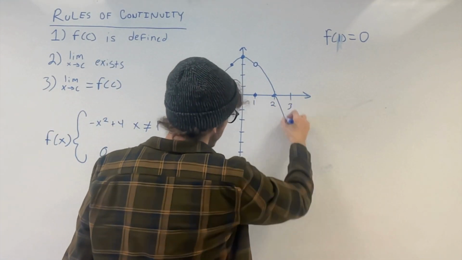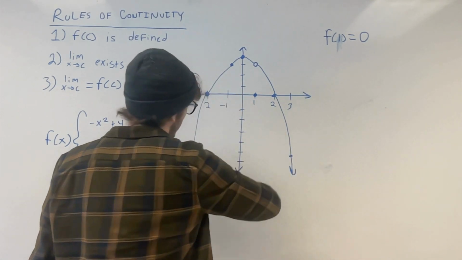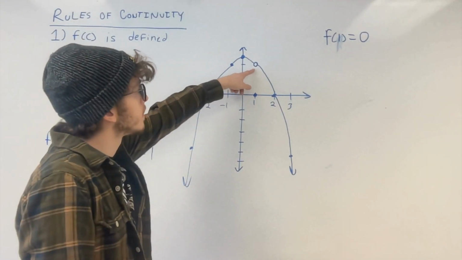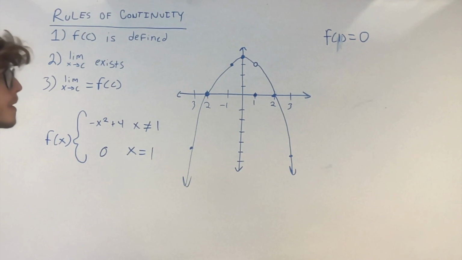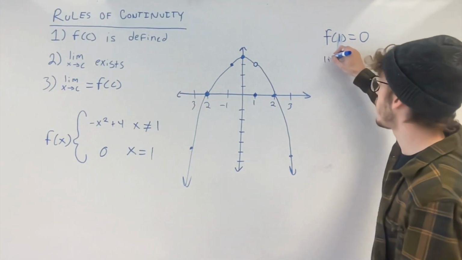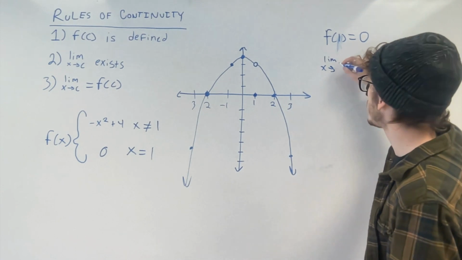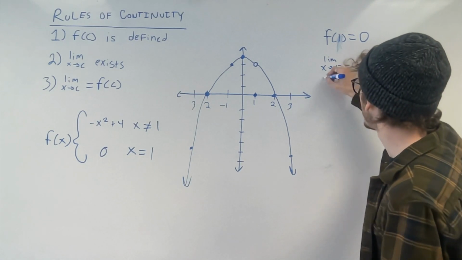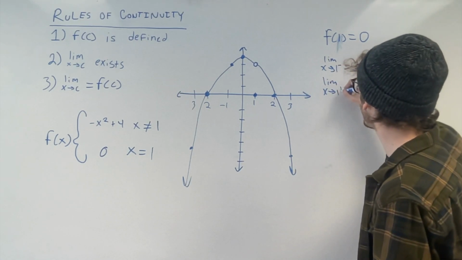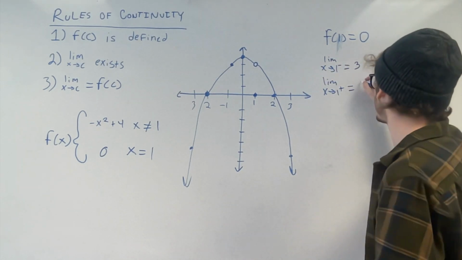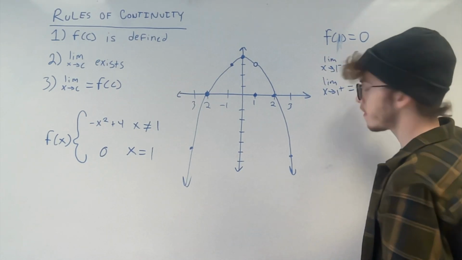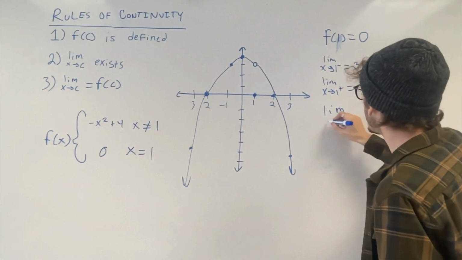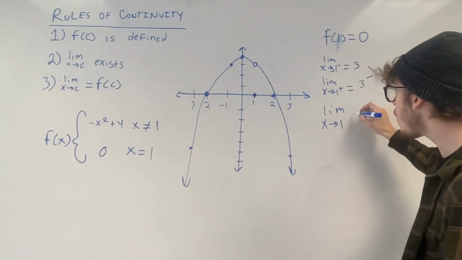So it's about what we expected, right? We expected a parabolic curve. But notice that there's a hole there, right? What can we say about the limit? The limit as x approaches 1 from the left, that equals 3. The limit as x approaches 1 from the right, that also approaches 3. So the limit as x approaches 1 overall is 3.